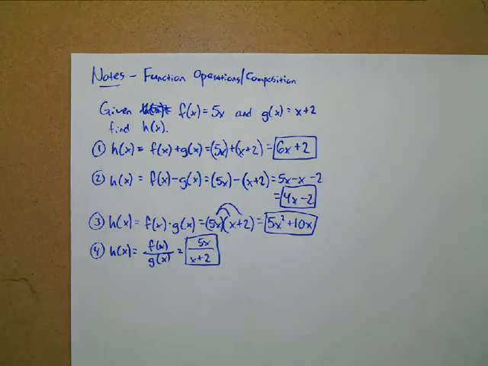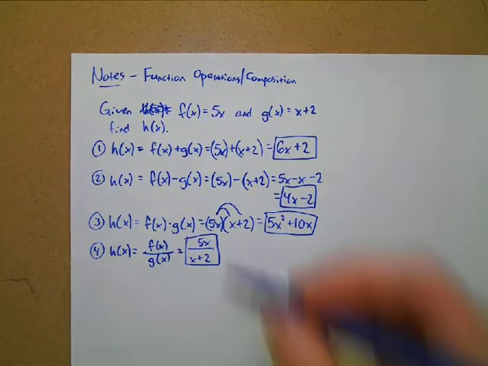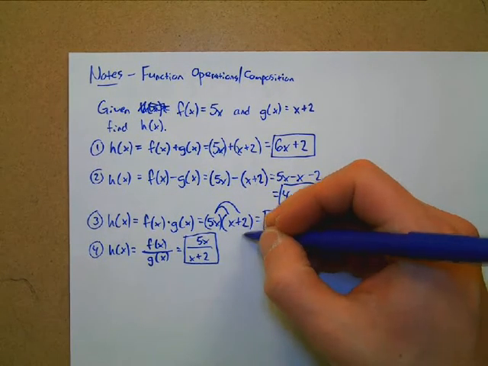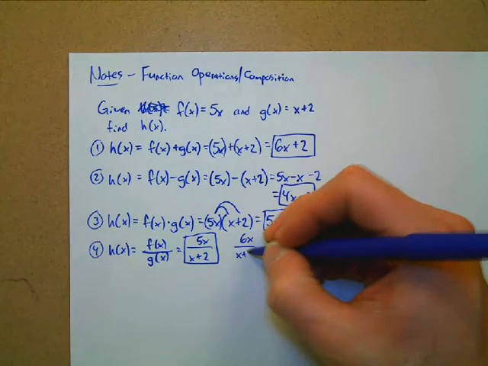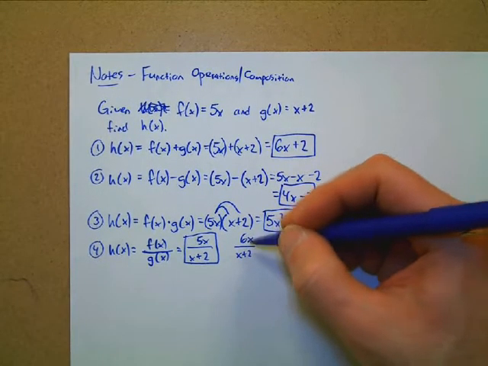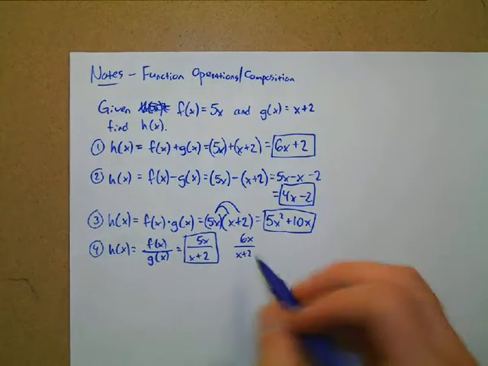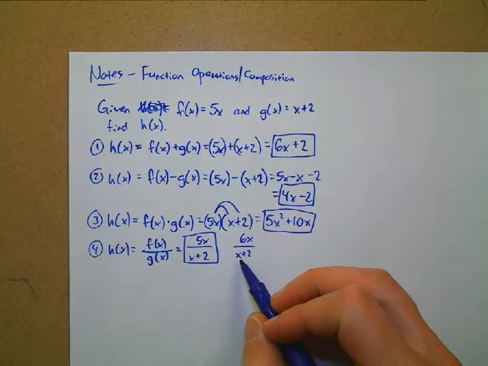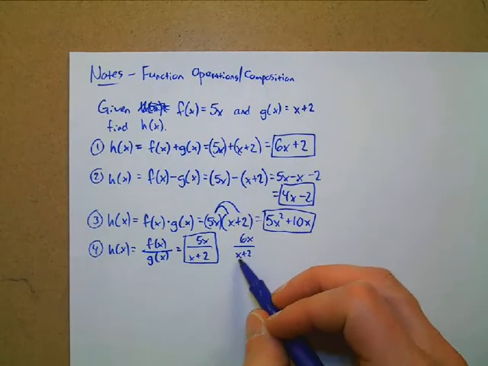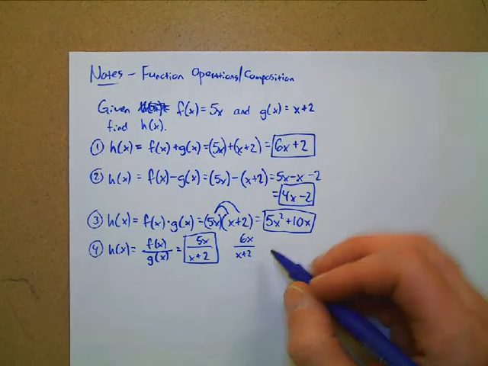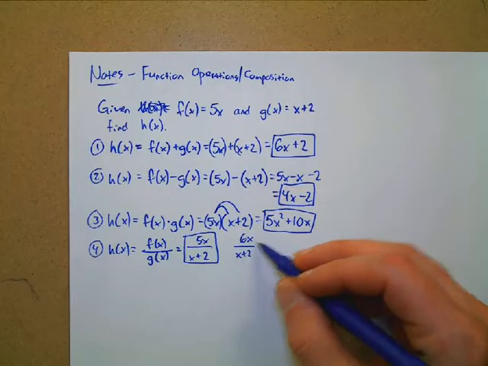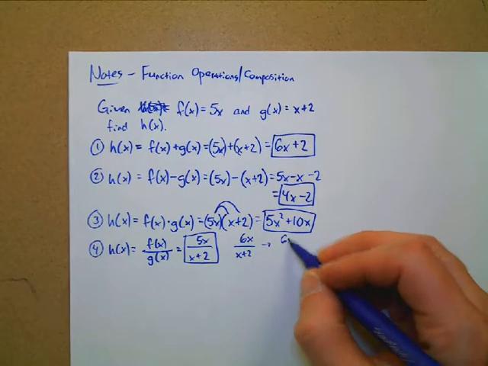No, unfortunately not. Greg's question was, what if instead of having a 5x up here, we had 6x over x plus 2? And then the 6 and the 2 might simplify, right? Unfortunately, they can't, because the x has this 2 being added to it. If it was 6x over 2x, then yes, the 6 and the 2 can simplify, and then the x's can also cancel.